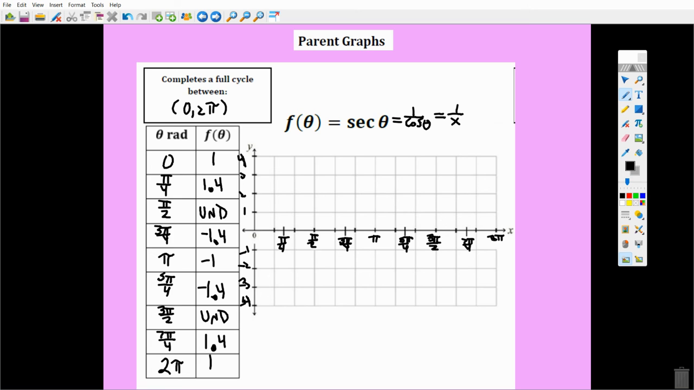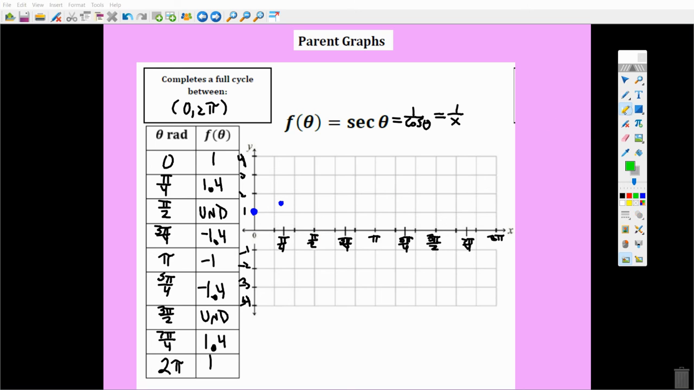All right, and now we're going to go ahead and just put the points in. So let us do that. I like using blue for the parent graph. So first of all, at 0, it is 1. At pi over 4, it is 1.4. 1.4, a little less than a half. So about right there. At pi over 2, it is undefined.